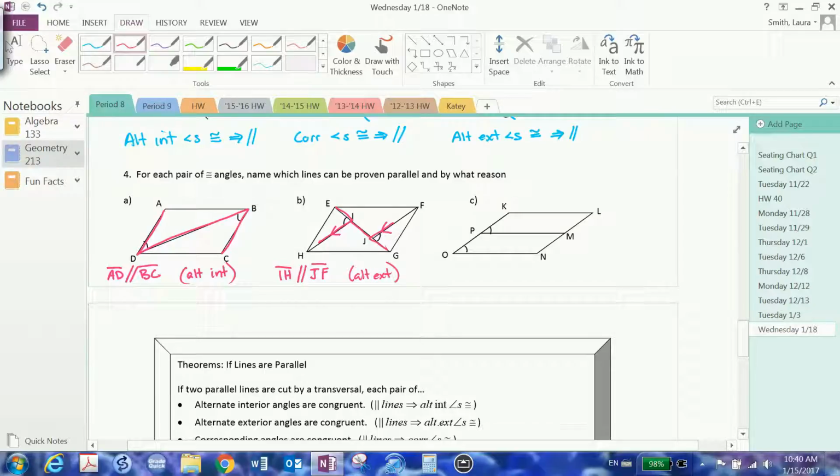And then the last ones, let's see, here they are. Here's my F. These are corresponding. So find the transversal. Here's the transversal, KO. So PM is parallel to ON. These are corresponding.